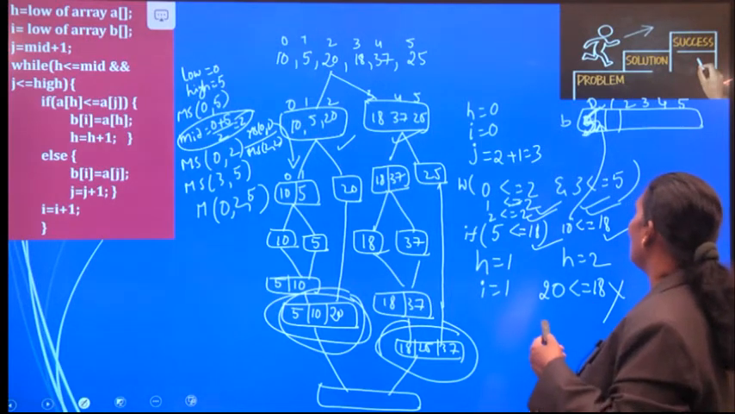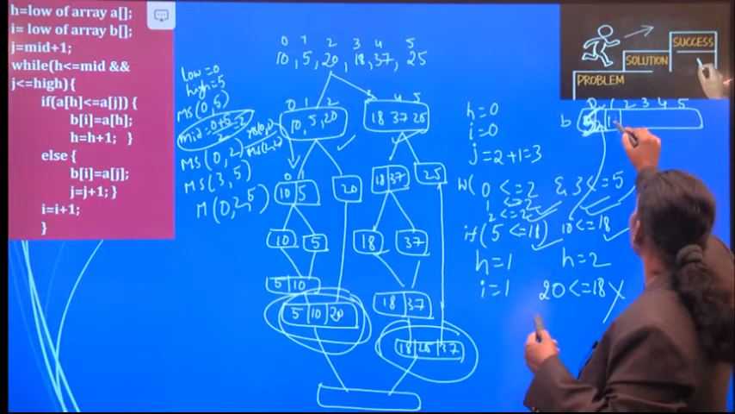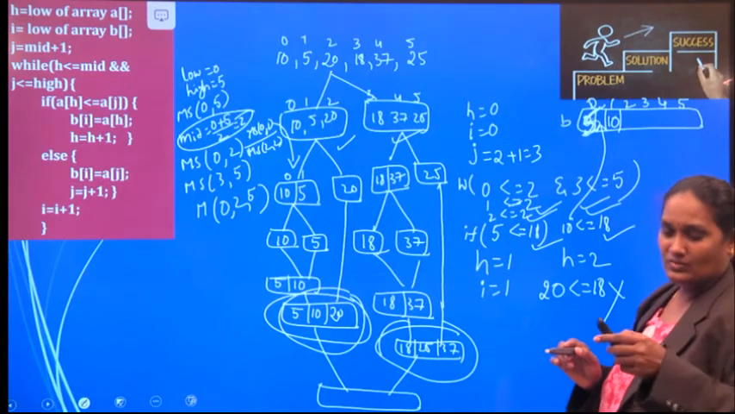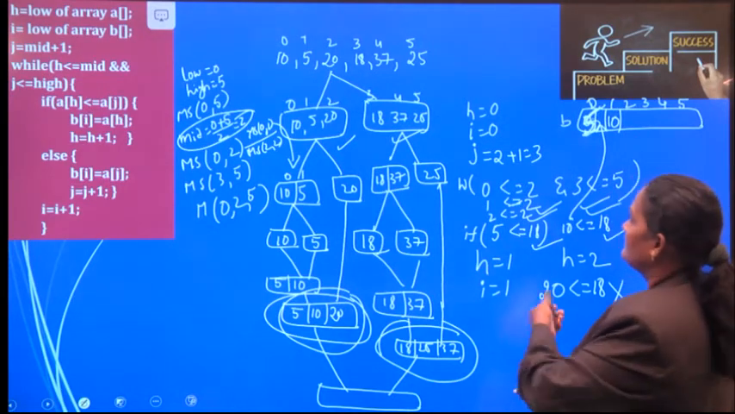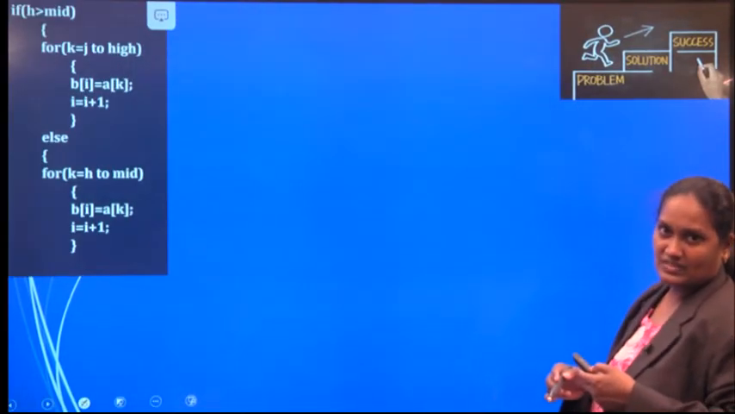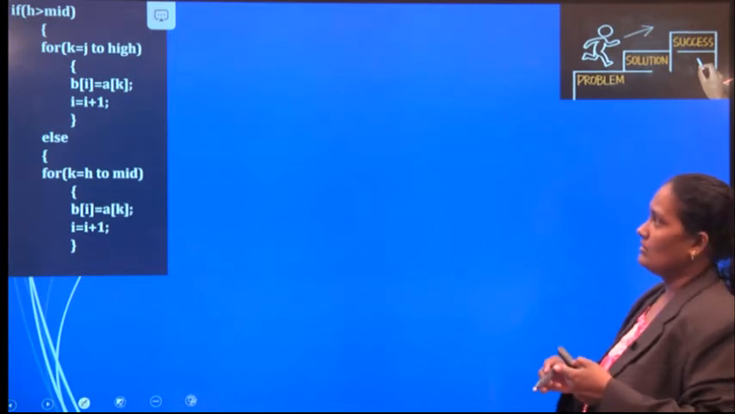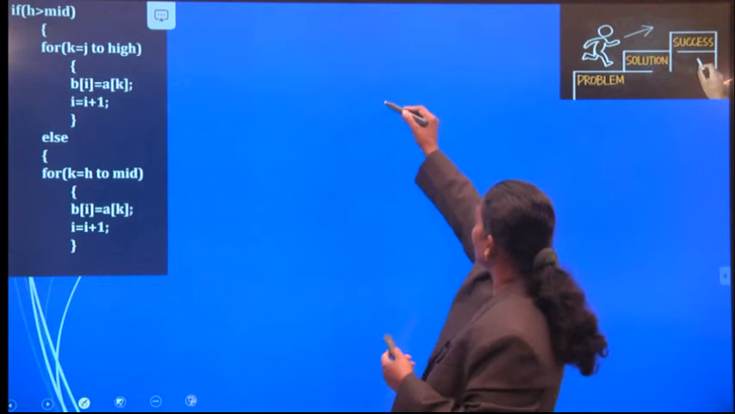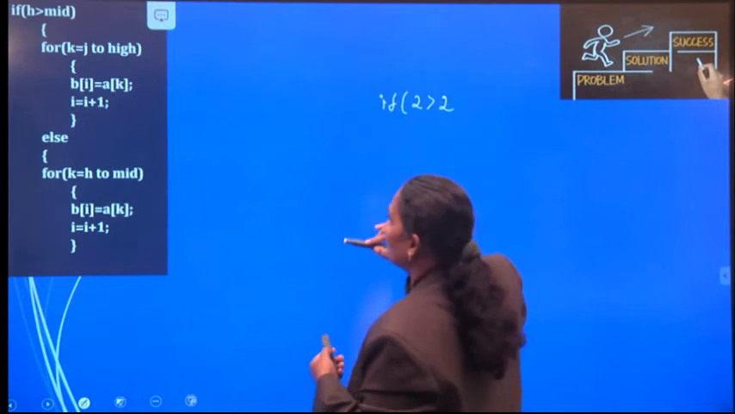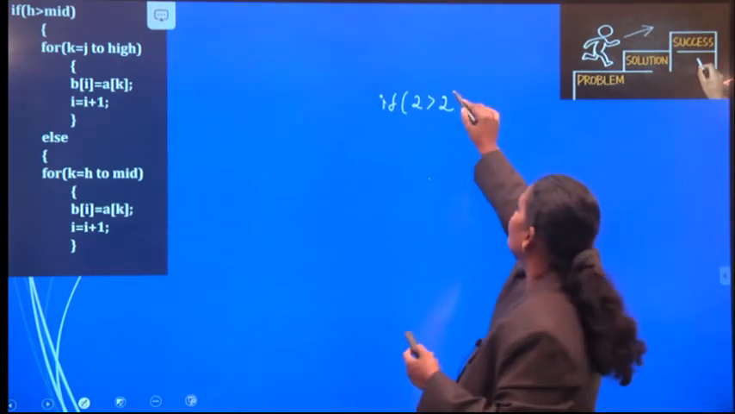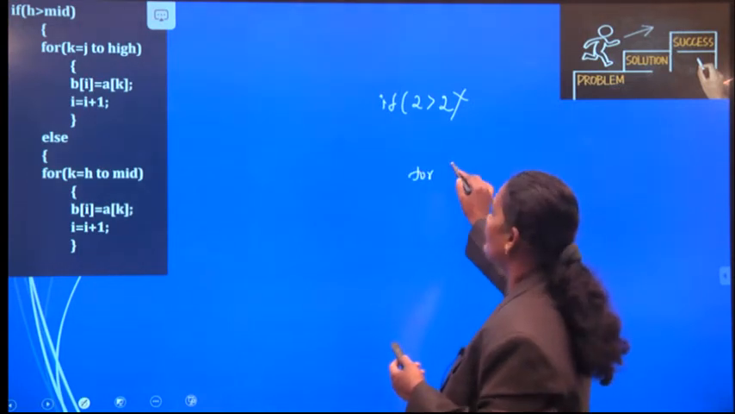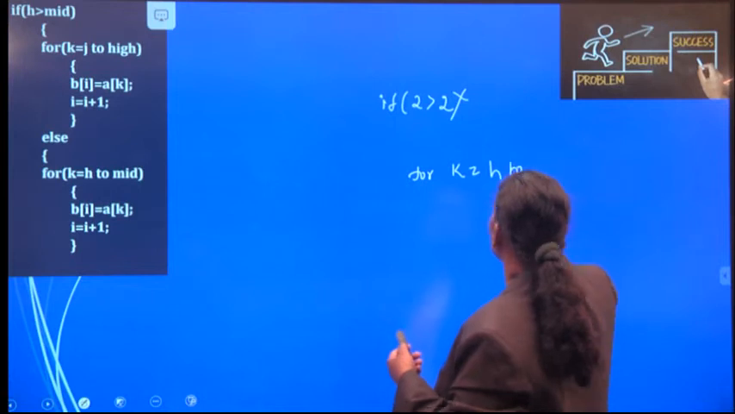If the condition fails, what do we need to do? Here we already obtained 5, 10 in B. Now in this case, next we need to check whether H is greater than mid or not. Is 2 greater than 2? This condition is false. Now what we need to do for k is equal to h2?